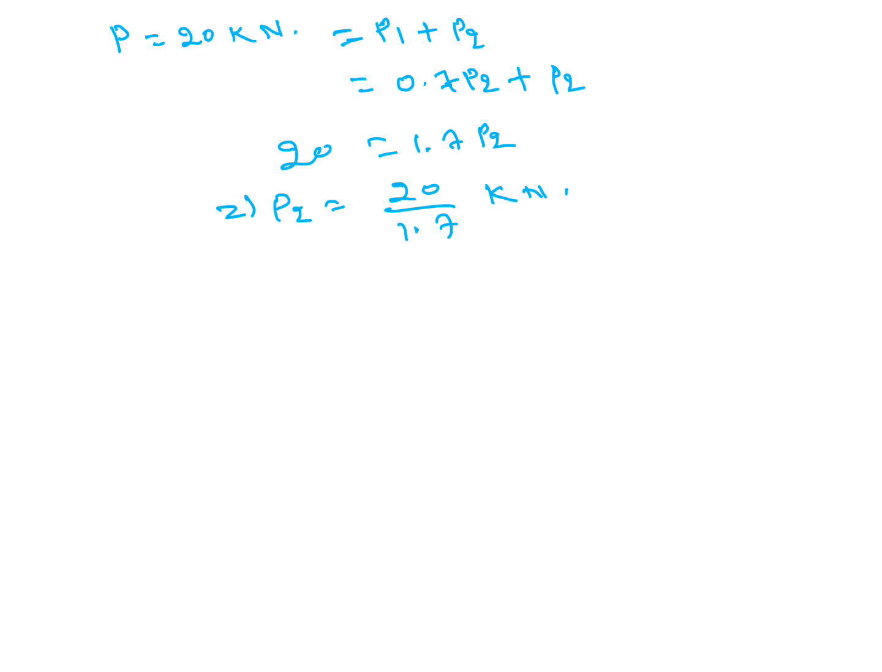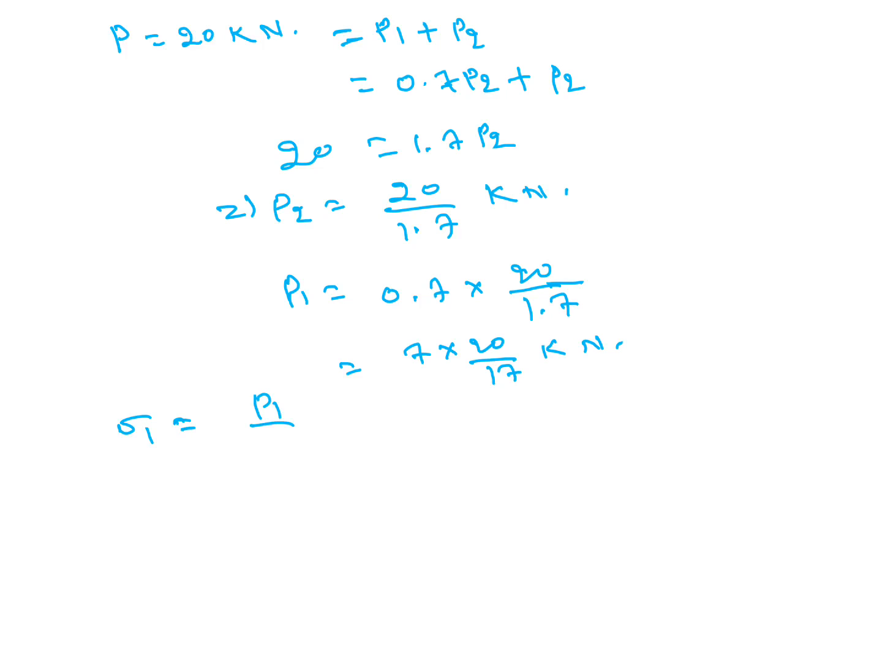So P1, already we got P1 equal to 0.7 P2. 0.7 into 20 by 1.7, divide by 10. So it's 7 by 17 into 20 kilonewton. So sigma 1, the stress, is P1 by A1.